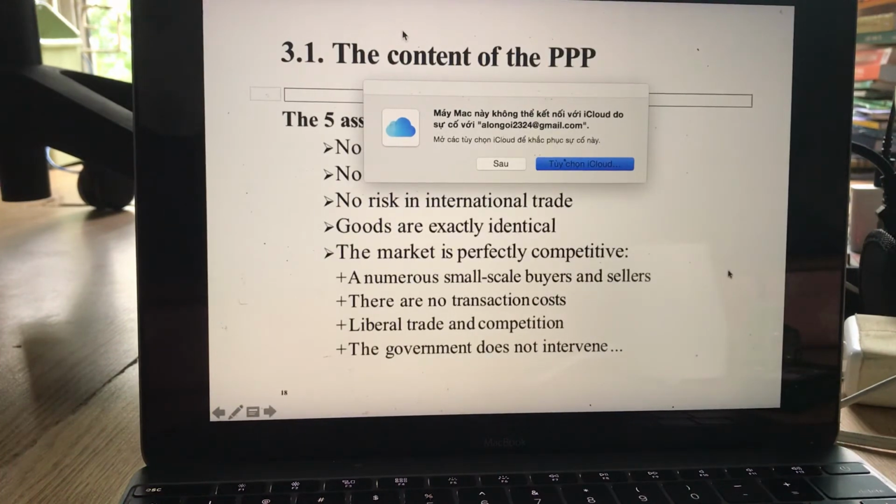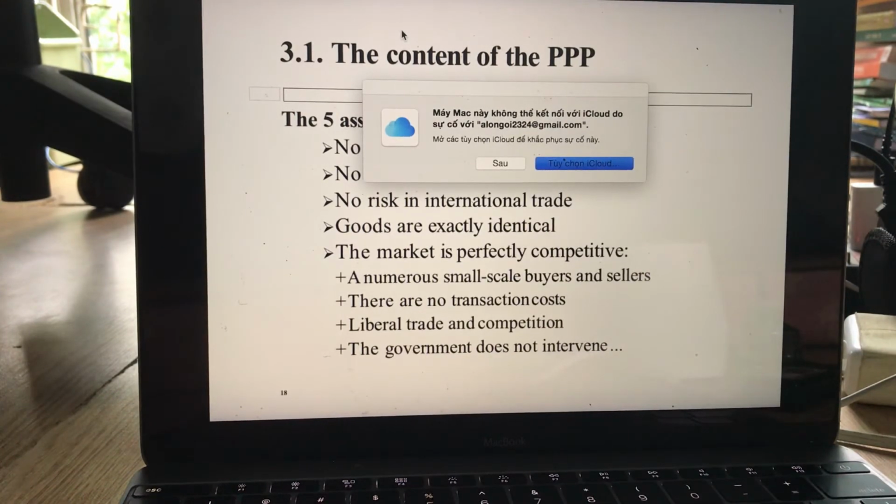Okay, now we move to the content of the purchasing power parity. We make 5 assumptions for the purchasing power parity. The first one, there are no international shipping costs, no trade barriers, no risks, the goods are exactly identical, and the market is perfectly competitive.